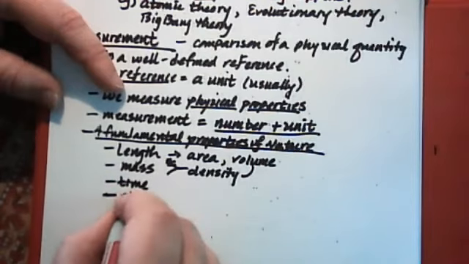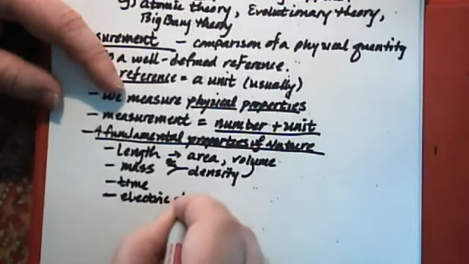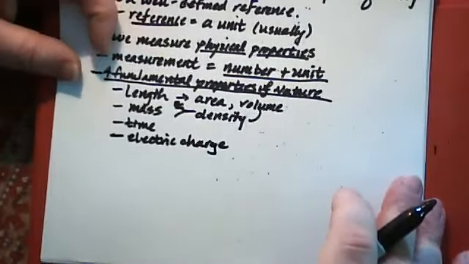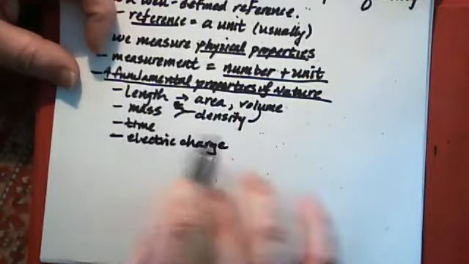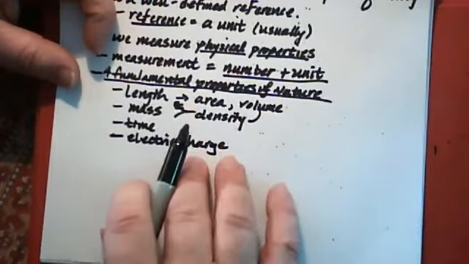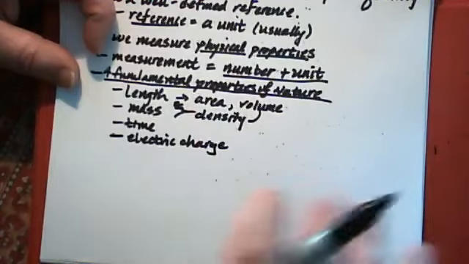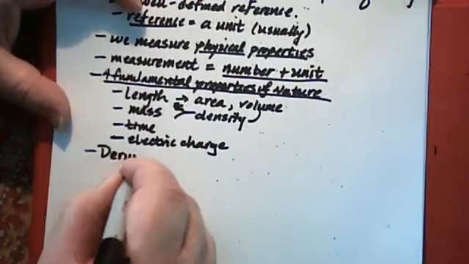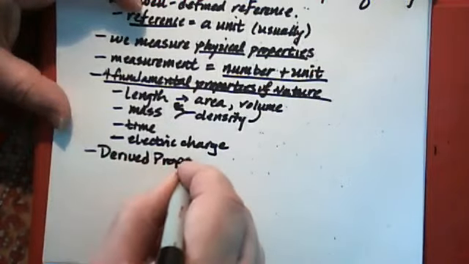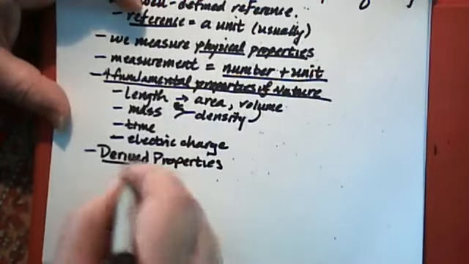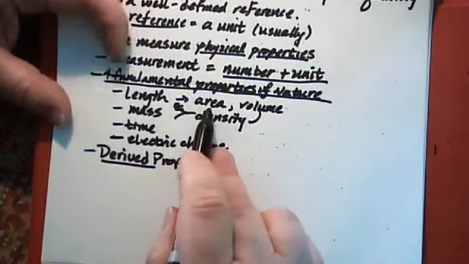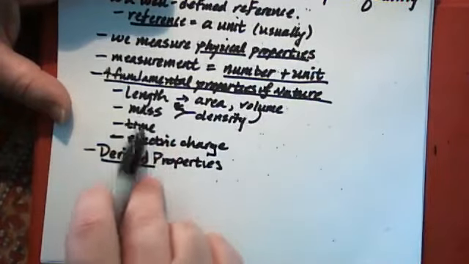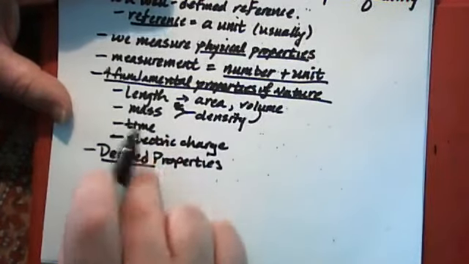And then there's time. And electrical charge. And basically all other physical properties are described from these four, all other measurable physical properties anyway. So derived properties are things like I was just mentioning up above, area and volume and density. Those are all derived properties because they're derived from one of these four main properties that I listed originally.